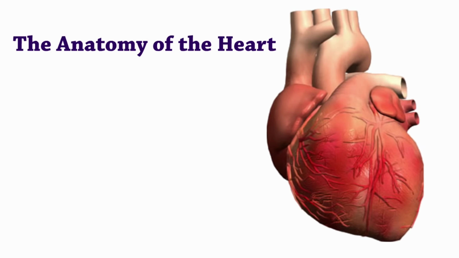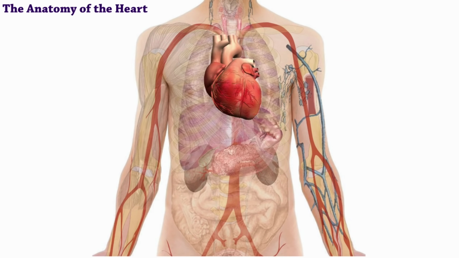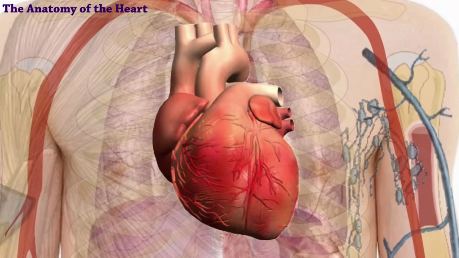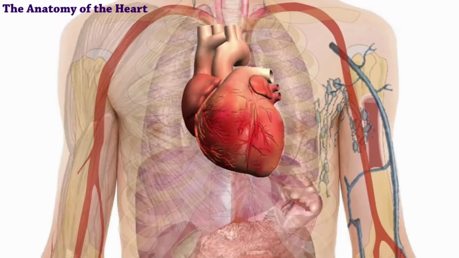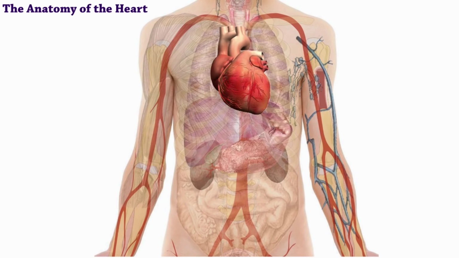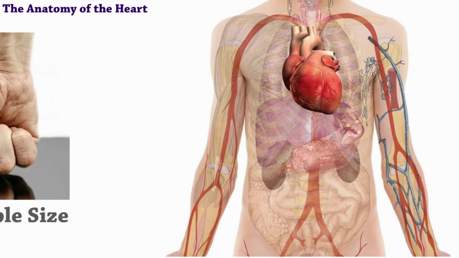Welcome to the anatomy of the heart. Your heart is located in the center of your chest. Its muscular walls contract, which creates your heartbeat and pumps blood throughout your body. As your blood moves around, it delivers oxygen and nutrients to every cell. A normal, healthy adult heart is about the same size as a clenched fist.